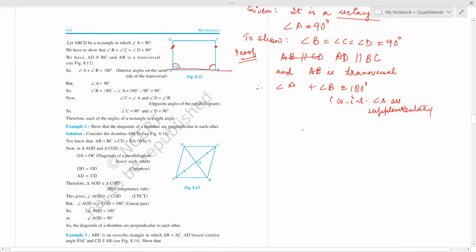Fine. But angle A is already given to you as 90 degrees. So put it here: 90 degrees plus angle B is equal to 180 degrees. Angle A is equal to 90 degrees, which is given to you. Therefore angle B comes out to be 180 minus 90. So you get angle B is equal to 90 degrees.